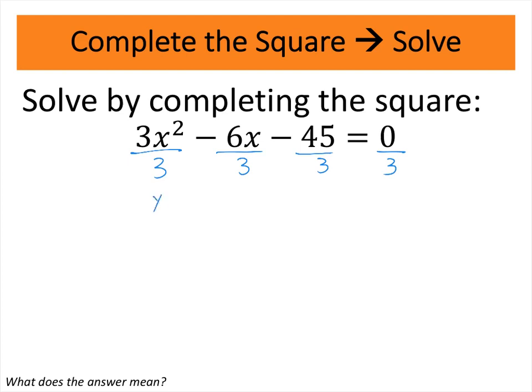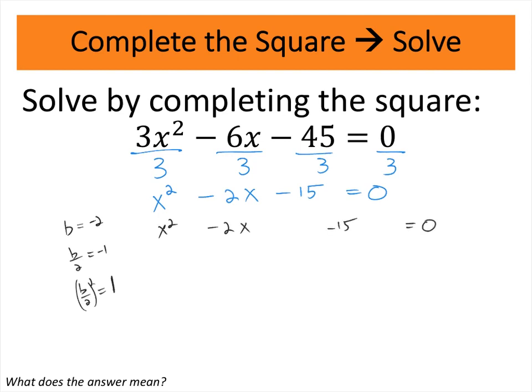So I've got x squared, and then minus 2x, and then negative 45 divided by 3 is negative 15, and then 0 divided by 3 is 0. Well, now I can just complete the square because my b is negative 2, half of that is negative 1, and half of that squared is positive 1. So I've got x squared minus 2x minus 15 equals 0, but I'm going to add 1 and I'm going to subtract 1. This is my perfect square, so x minus 1 quantity squared. I've got my leftovers here, so minus 16 equals 0.